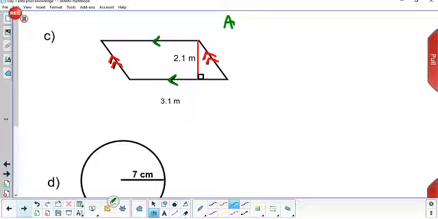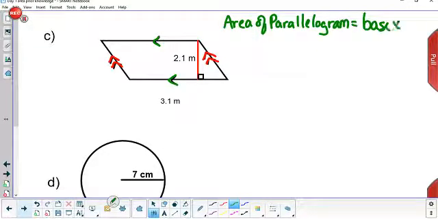Area of a parallelogram is base times height. Now, it's similar to that of a triangle in the fact that when you are finding the height has to be the measurement to the base at a 90-degree angle. So area is base times height.